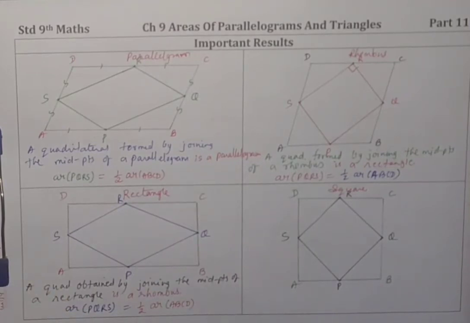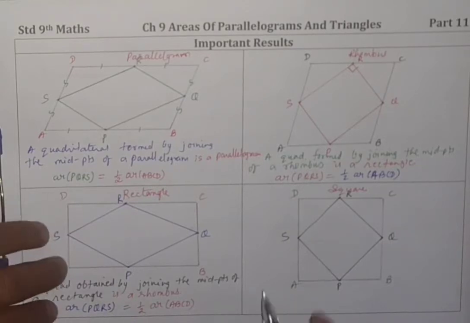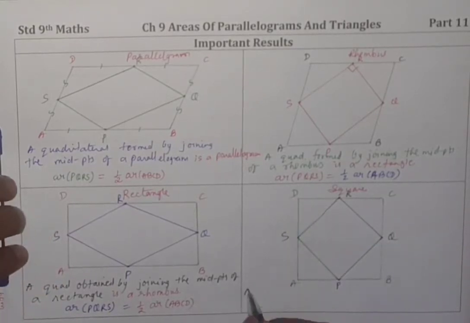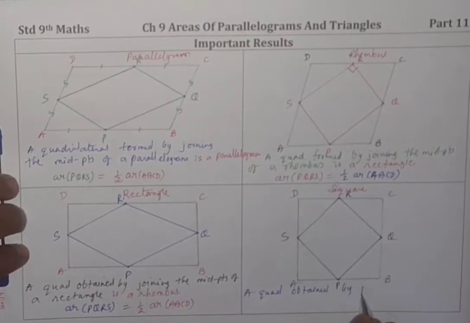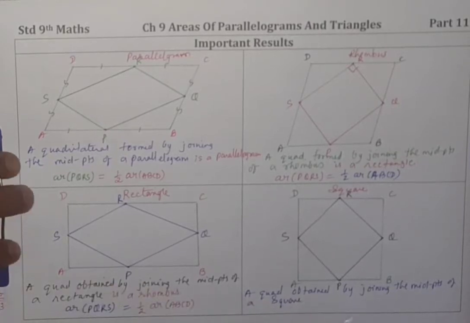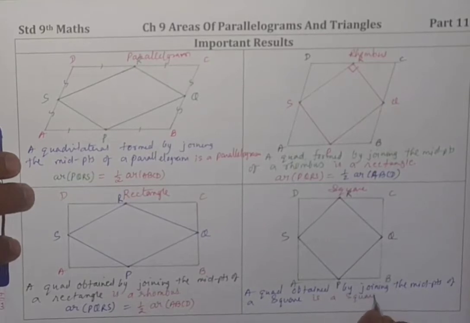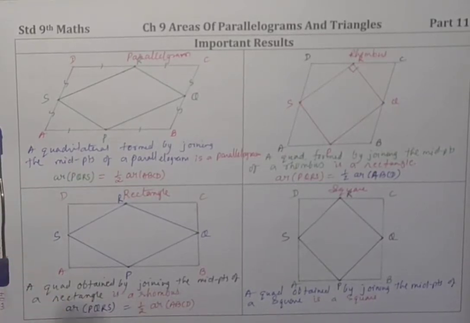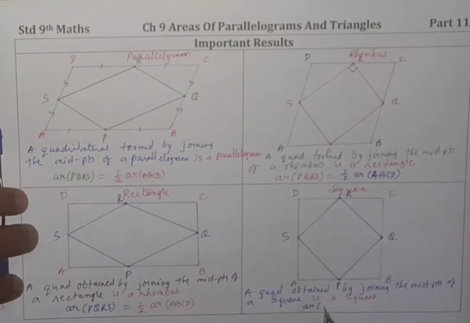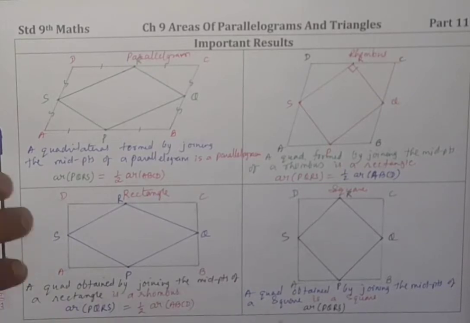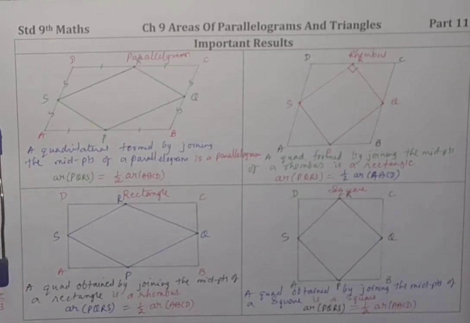So here is the statement, children. A quadrilateral obtained by joining the midpoints of a square is a square. All right, and the area of this quadrilateral, that is the area of the square, the black one, area of PQRS is half the area of square ABCD. All right, so please remember these results, children. Now it's very easy to prove them.